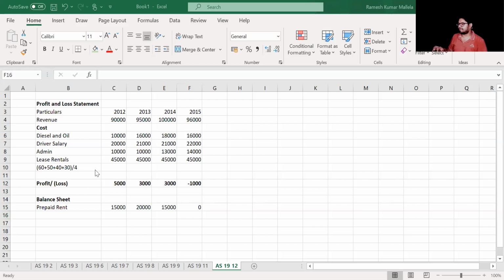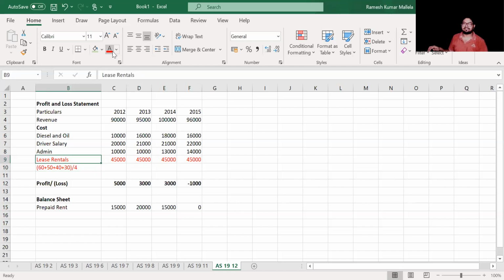Sir, accounting treatment of operating lease only is this lease rental, sir. This part. It is nothing but you are straight lining. You are identifying all the lease rentals here. 60,000, 50,000, 40,000, 30,000. All are summed up divided by 4. You get 45,000 each.